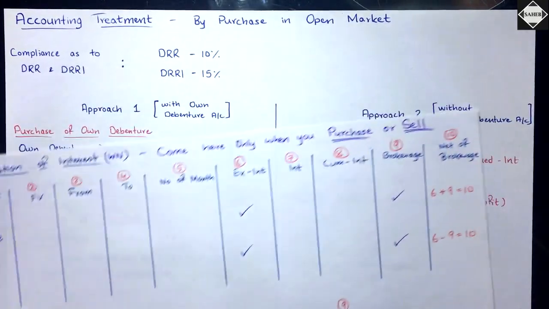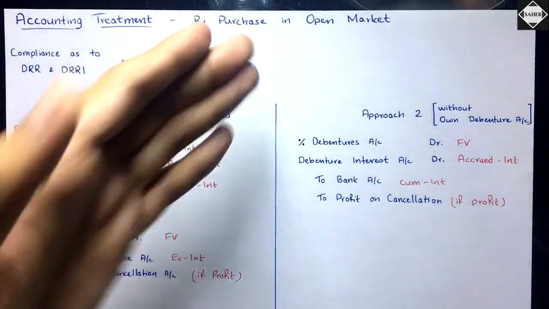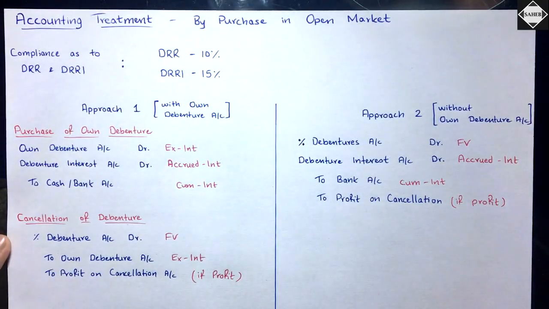Don't worry. So this was the method of purchase in open market. It's not difficult at all. It's very simple. All right.